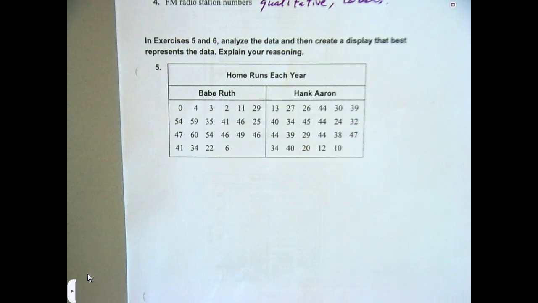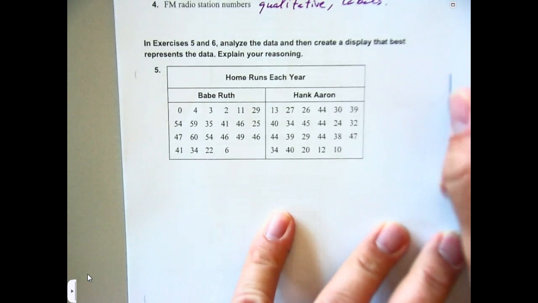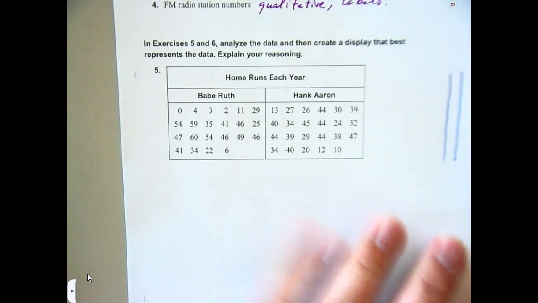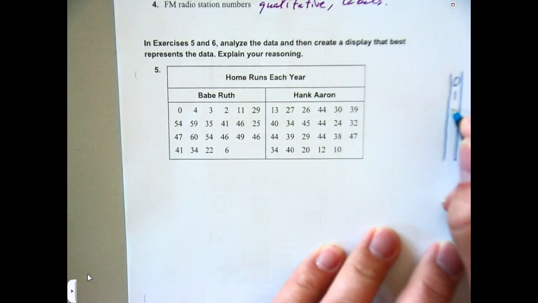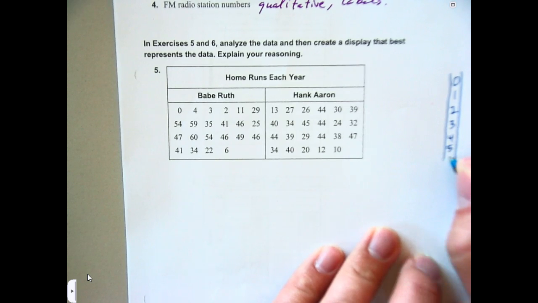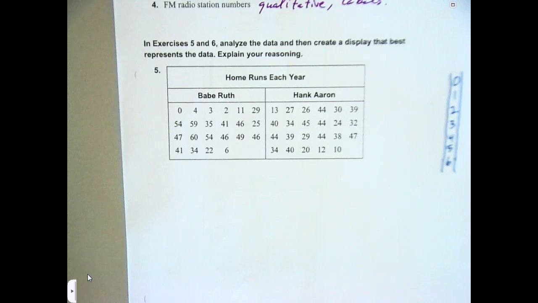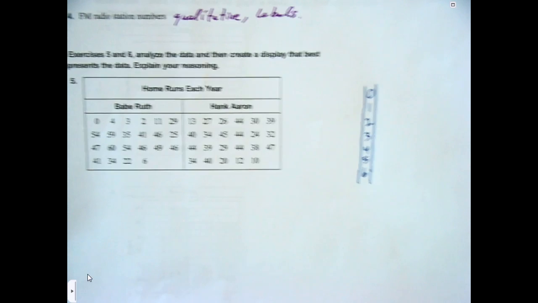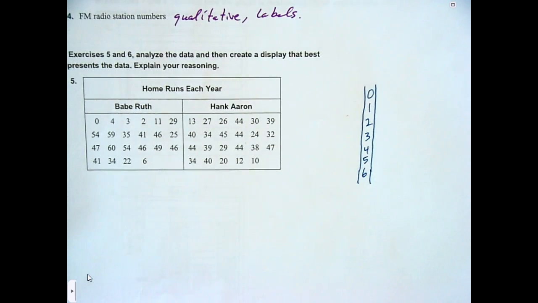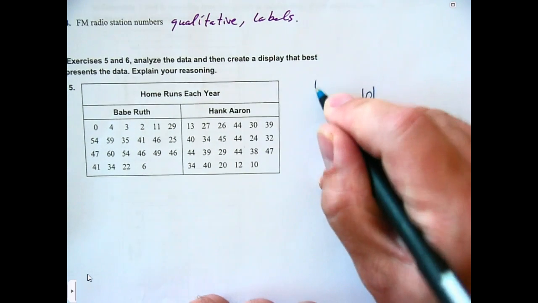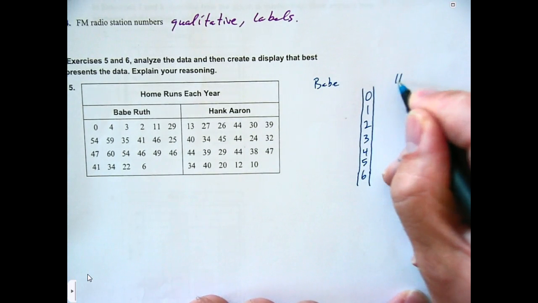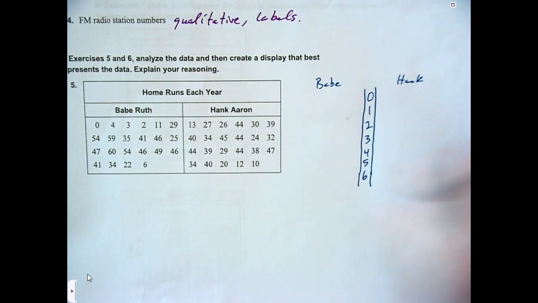Double box and whisker plot. Any others? Okay. Stem and leaf plot. Any others? By the way, if you're doing a double stem and leaf plot, you could put all the stems like that. And then on one side, you'd have Babe Ruth, and the other side, Hank Aaron, and so on. So you could go that route on it.